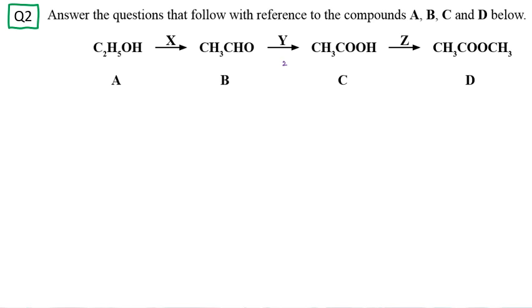So first of all, I would identify my compounds. A, I can see, must be an alcohol because of the OH group. B has a functional group CHO, that is an aldehyde. COOH for molecule C would give me a carboxylic acid. And a COO in the middle of a compound indicates to me that that is an ester.